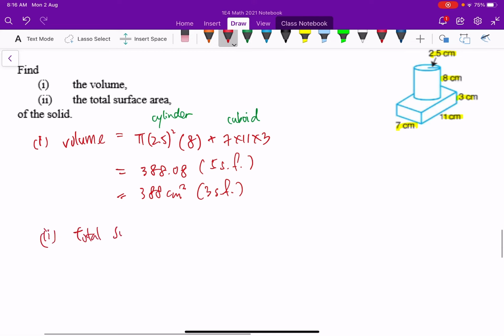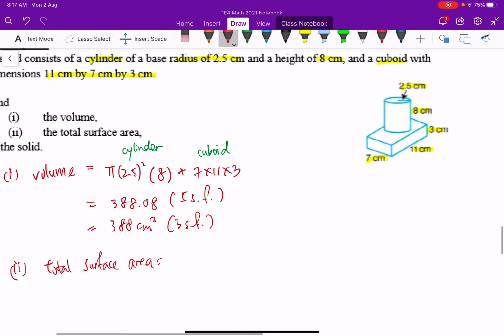Next, total surface area. How do we calculate total surface area? We can no longer use the trick that we learned last time, where you take the cross-section area, find the perimeter or the circumference of the cross-section area, then times height. You can no longer do that because there is no uniform cross-section area, because it's different at different sides no matter how you cut it. You cannot find one side that's the same. So there's no choice, you have to add all of them one by one.